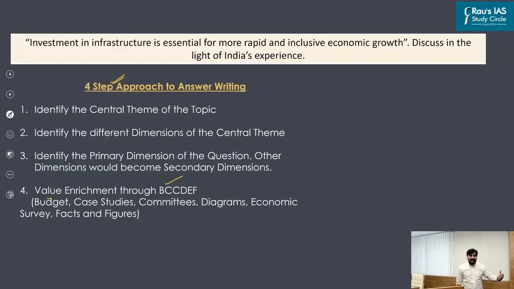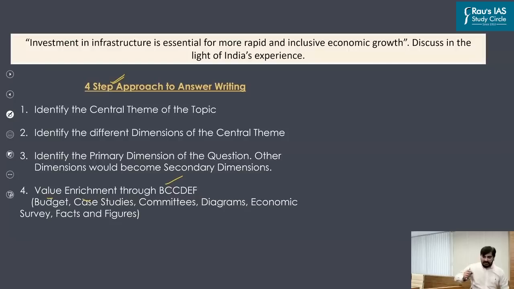That is, take support of the budget. If at all there is any relevance to the question, highlight important case studies and important committee reports, incorporate diagrams, take examples from the Economic Survey, and always incorporate facts and figures in your answers. So if you adopt this 4-step approach, you will be able to write wonderful answers in the Indian economy GS paper 3. Now, for example, let me apply this 4-step approach to one question.